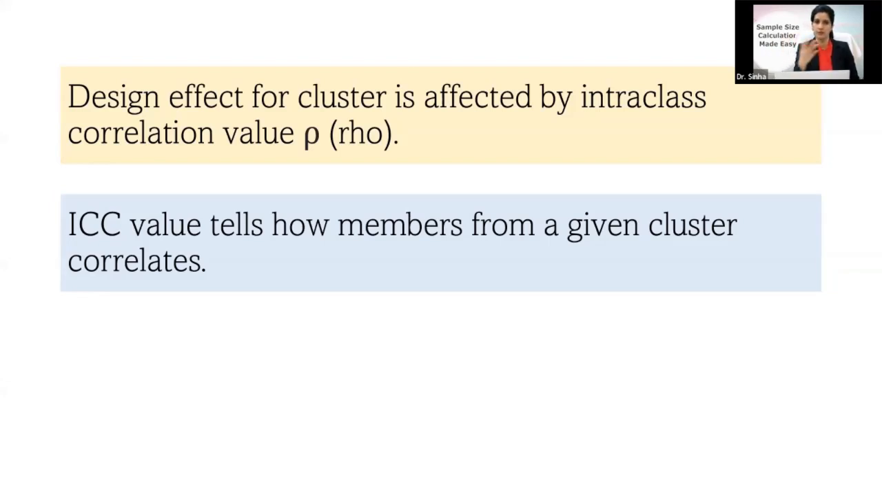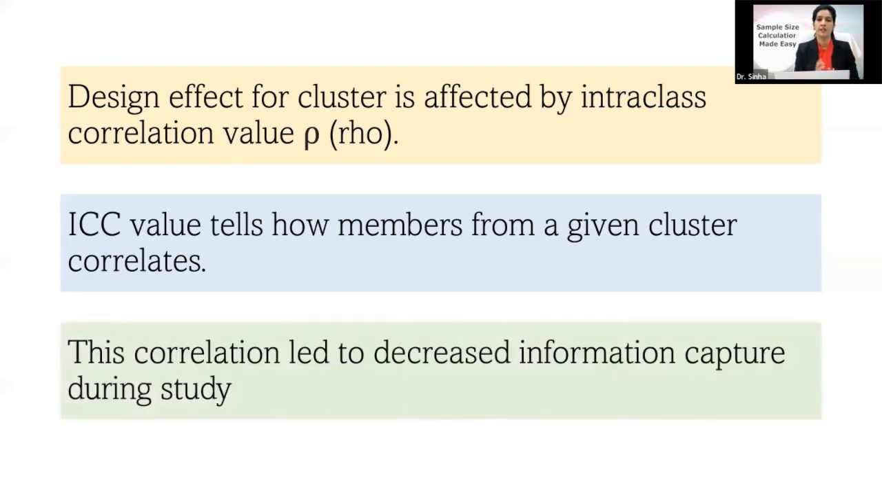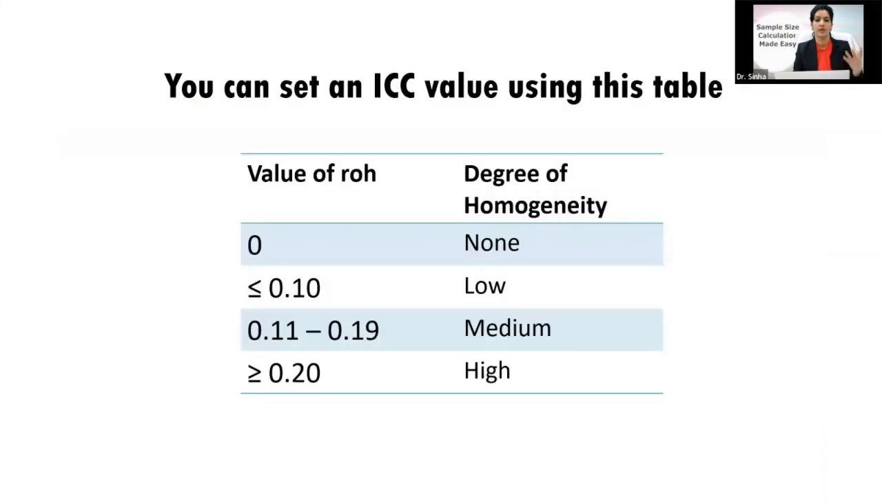That cluster is usually a naturally occurring cluster, and this ICC, or the intra-class correlation value, is usually not available. So either you can have this from your previous study, or this correlation leads to less information capture. That's why in a cluster sampling, you should have more individuals to have a population estimate of the parameter.